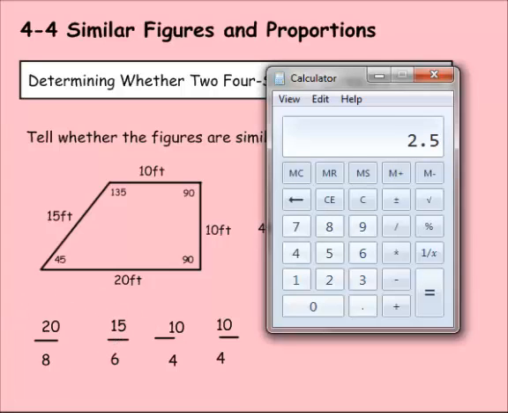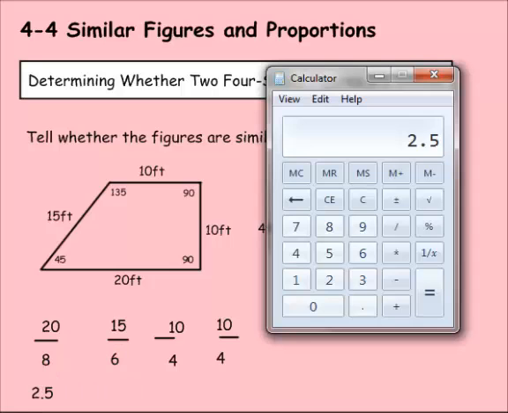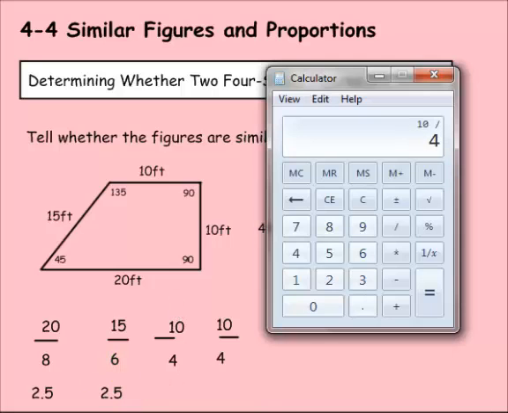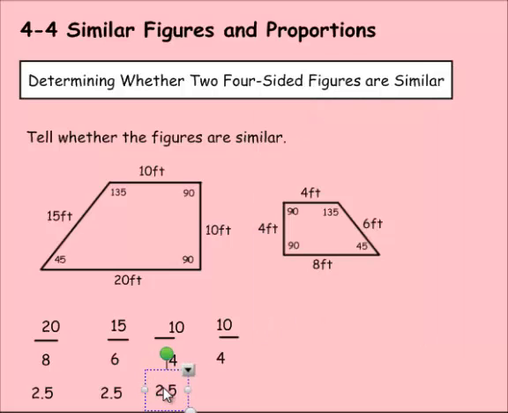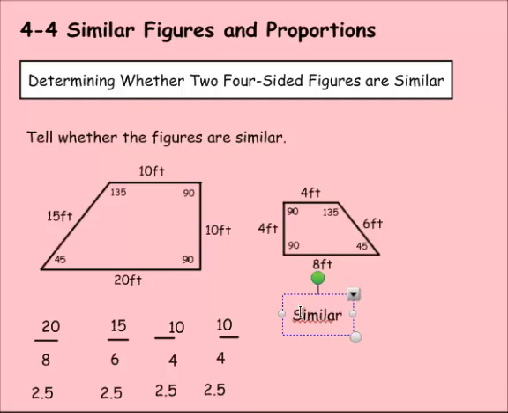So 20 divided by 8 gives you 2.5. How about 15 divided by 6? That's also 2.5. How about 10 divided by 4? That's 2.5, and since that was 2.5, this will also be 2.5. So all of these sides are 2.5 times greater than its corresponding side, meaning the side that goes with it. So in this case, all the sides are proportional as well as the angles. So we're going to say that these are similar figures.